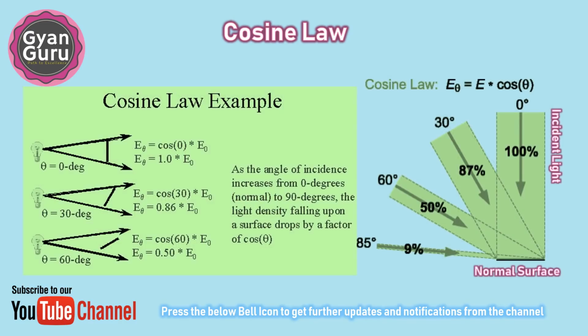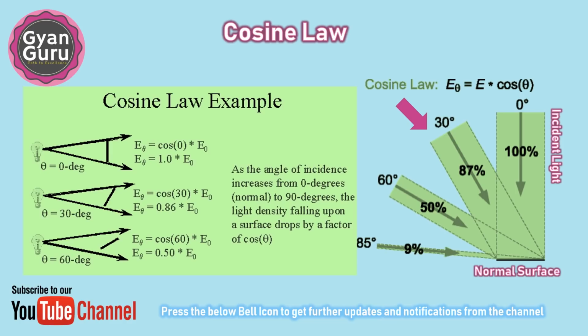As the angle of incidence increases from 0 degrees to 90 degrees, illuminance, or you can say light density falling upon a surface, drops by a factor of cos theta. When there is a 0 degree angle between the normal and incident light, we get maximum light density. Upon increasing the incident light angle from 0 to 30 degrees, we get 87% light density compared to the maximum light density at 0 degrees.